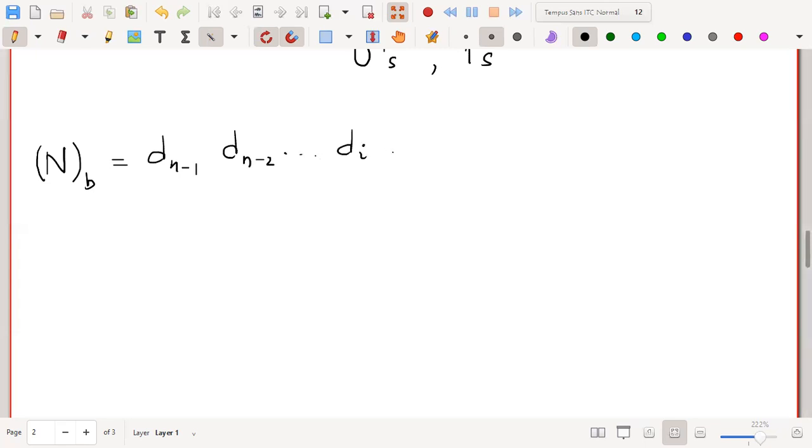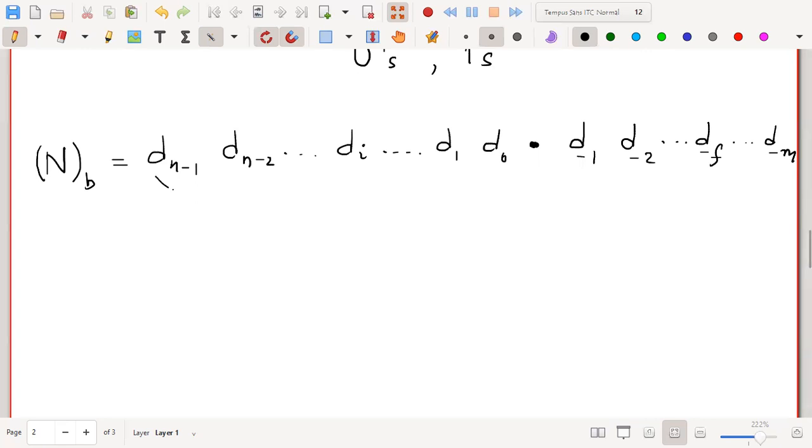We have d_i, d_1, d_0. Then we have a radix point. This is the decimal point which we call in our normal number system. So here we call this the radix point. And then similarly, we have the fractional part, that is d_-1, d_-2, and so on, up to d_-m. Okay. So here you can see that I have written the number system in a very general way.